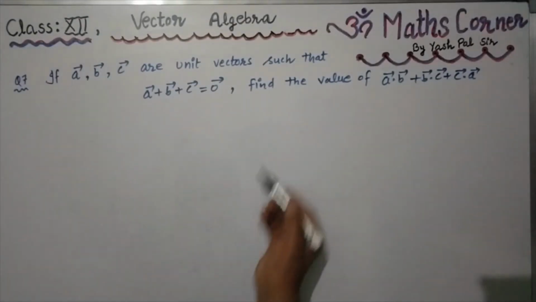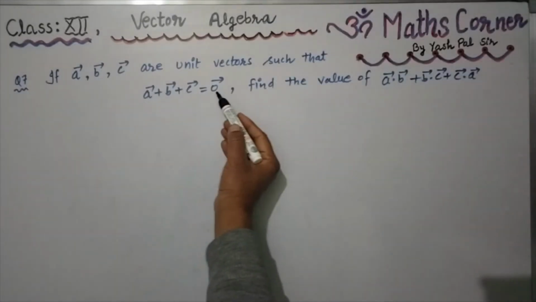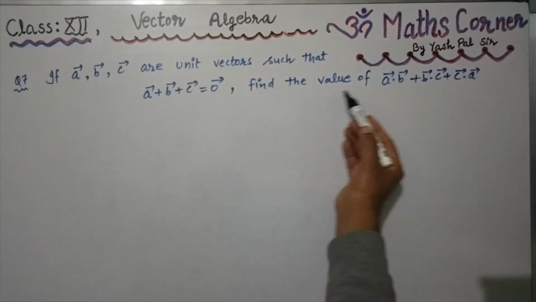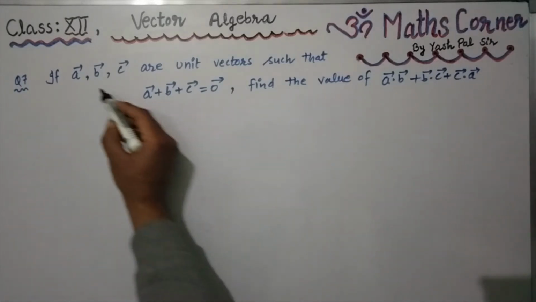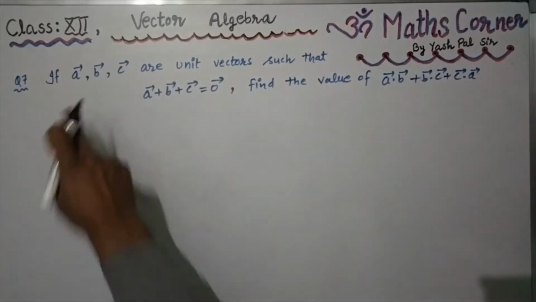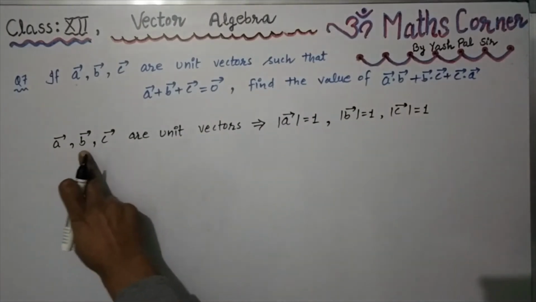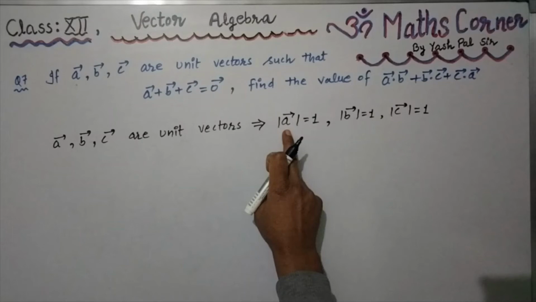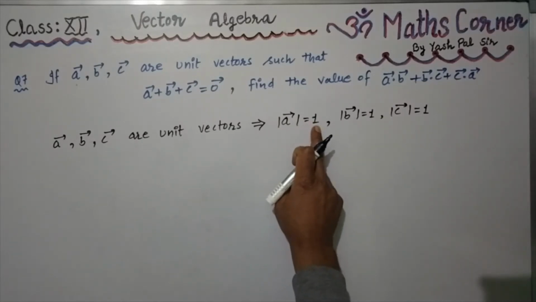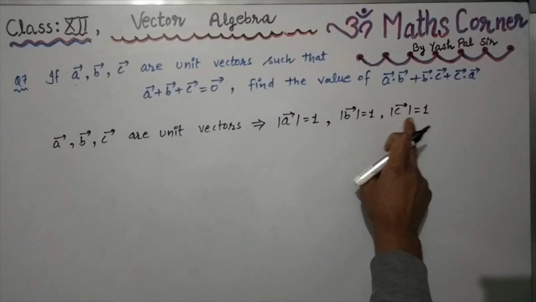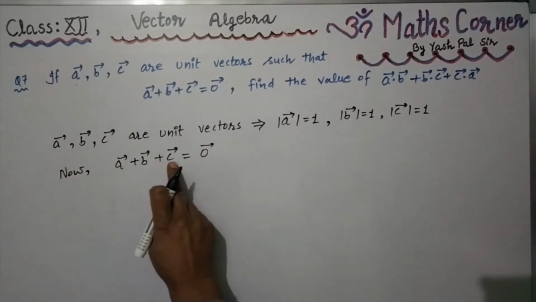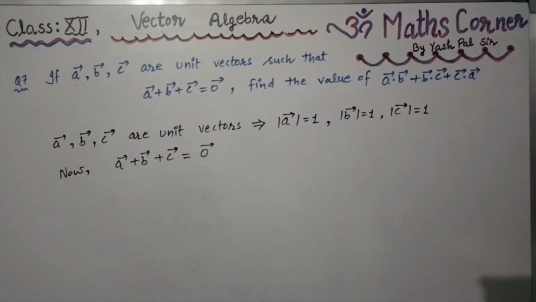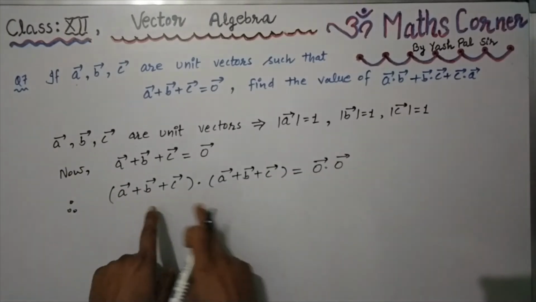Question number 7. If vectors A, B, C are unit vectors such that A plus B plus C is equal to 0 vector, then find the value of A dot B plus B dot C plus C dot A. So first of all, A, B, C are unit vectors. The meaning of this is magnitude of A equal to 1, magnitude of B equal to 1, magnitude of C is also equal to 1. Now this is also given, that is vector A plus vector B plus vector C is equal to 0.